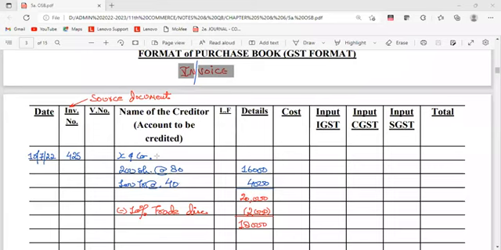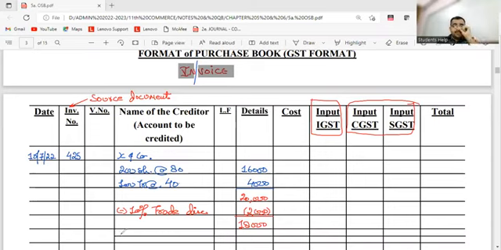Might be possible we have the composition of GST, children. So it could be CGST, it could be SGST. Might be possible there could be IGST. So either we'll have CGST and SGST, or we'll have IGST. All three cannot come basically. So how to record that?